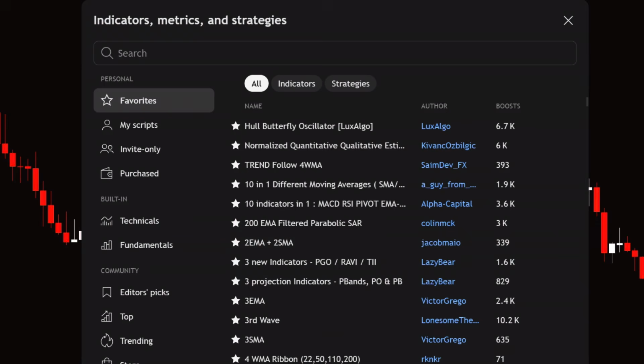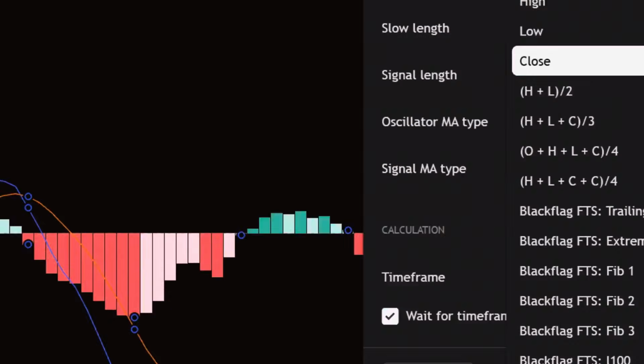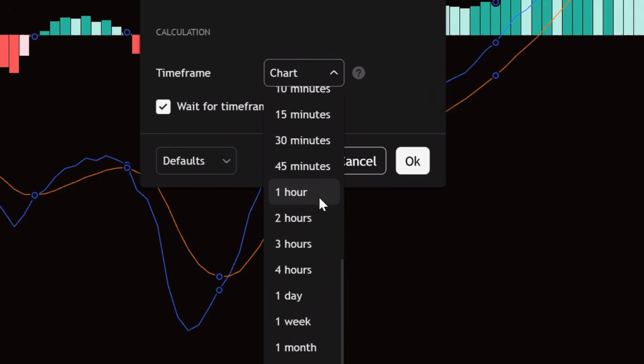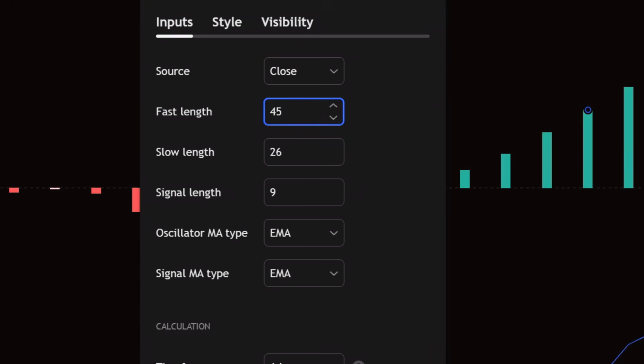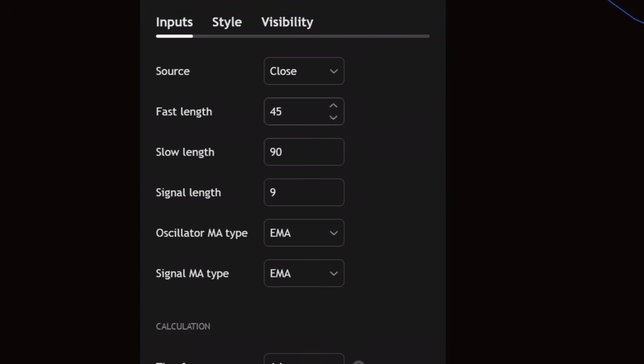Now zoom out. Pull up the MACD on a time frame 1 or 2 steps higher than your chart. If you're trading 15 minutes, check the 1 hour time frame. Fast length 45, slow length 90, histogram in green, white, and red.